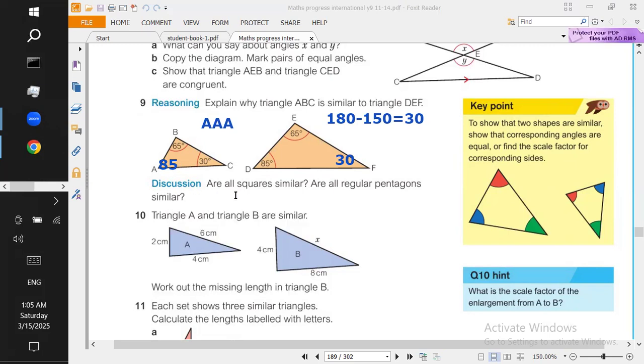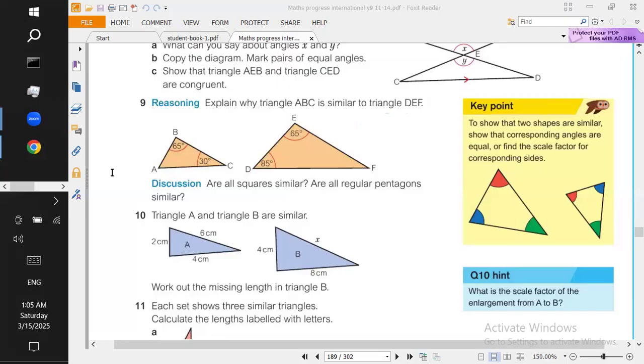Now here, a discussion: are all squares similar? Because all the angles are 90 in a square, and all squares, it means yes, they are similar. Even regular pentagons, because all the angles are the same, it means yes, all the pentagons, whatever size they are enlarged to, will be similar. And that's the idea of similar shapes or similar triangles.